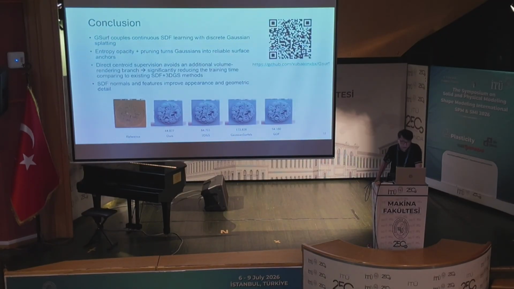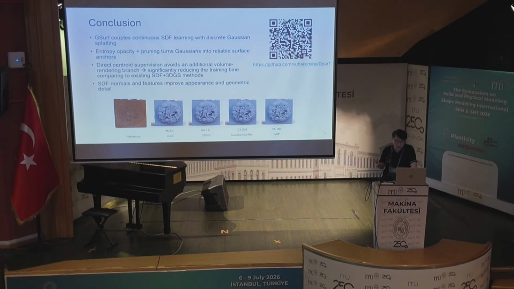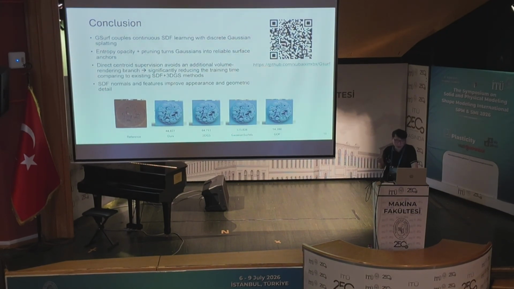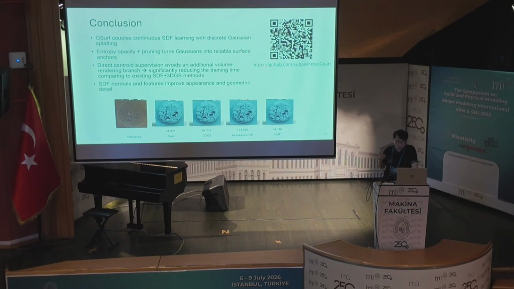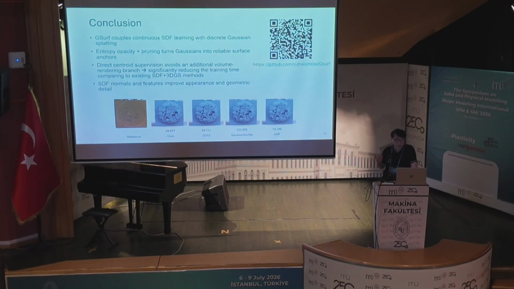All right, so in conclusion, GSurf connects continuous SDF learning with discrete Gaussian splatting. The main idea is to turn Gaussians into reliable surface anchors using entropy, opacity regularization, and pruning. Then we can supervise the SDF directly from Gaussian centroids without adding an extra expensive volume rendering branch. And finally, SDF normals and geometric features also help improve appearance modeling and geometric details.